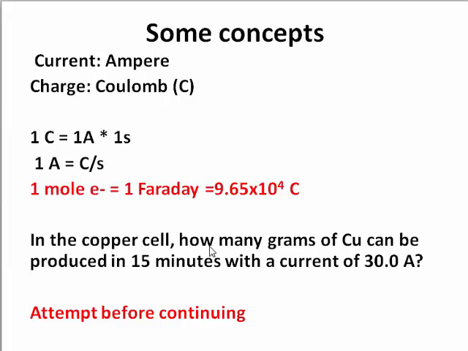For example, in a copper cell, how many grams of copper can be produced in 15 minutes with a current of 30 amperes? Right. If we can calculate the number of electrons that have passed through this current, or at least moles of electrons, we can relate that to grams of copper. I recommend attempting this exercise before continuing in the presentation.